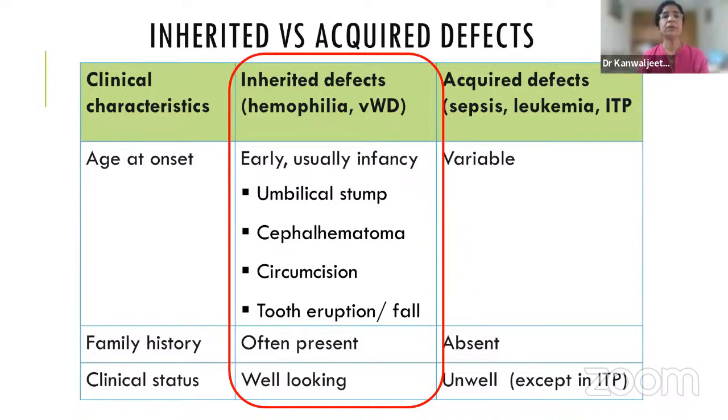So we need to look at the history, how the child fared at birth. Is there any history of prolonged bleeding from the umbilical stump? Was there any significant cephalohematoma? And if any circumcision was done, how was the bleeding controlled at that time? And especially regarding tooth eruption and fall, the patient may have significant bleed. Family history is the most important part in such cases, and a clinically well-looking child, as we discussed earlier.